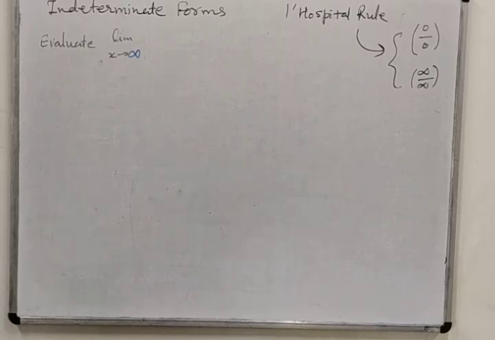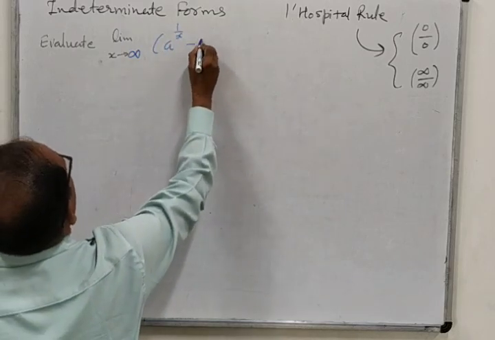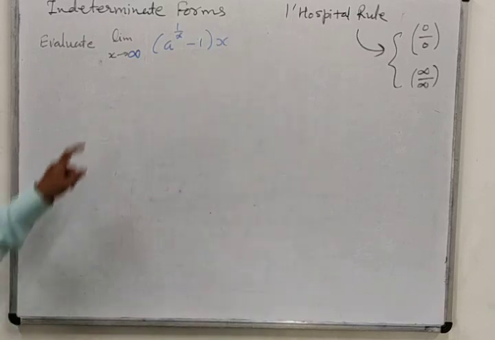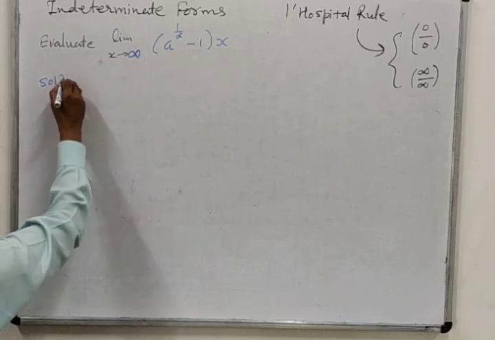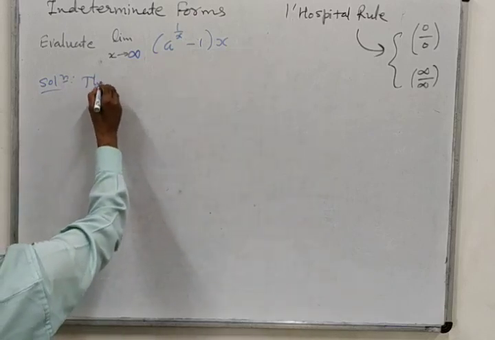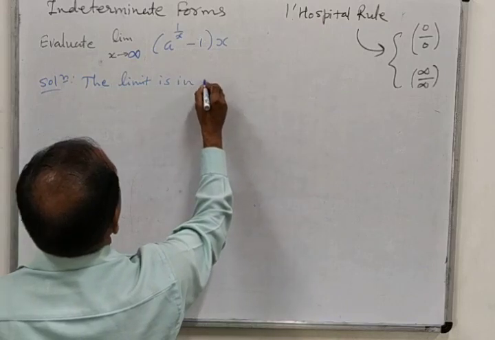Now let us see one more example. The limit of (a raised to 1 upon x minus 1) into x as x tends to infinity. So the solution here: the limit is in indeterminate form.